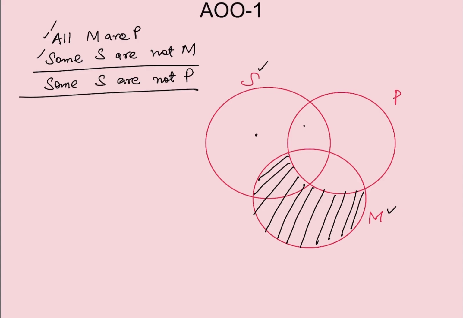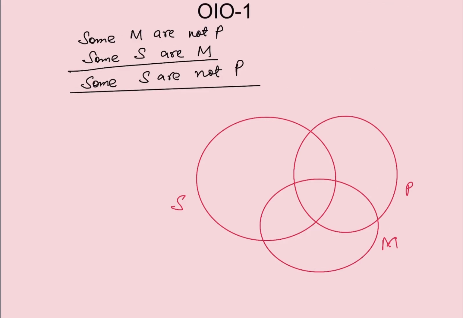X का position. We are not sure of the position. So X will be here. And then some S are not P में तो यहाँ होना चाहिए, which is not the case. So again this will be an example of an invalid syllogism. So you have to write it in a statement form that it is an invalid syllogism करके आप properly लिख सकते हो.